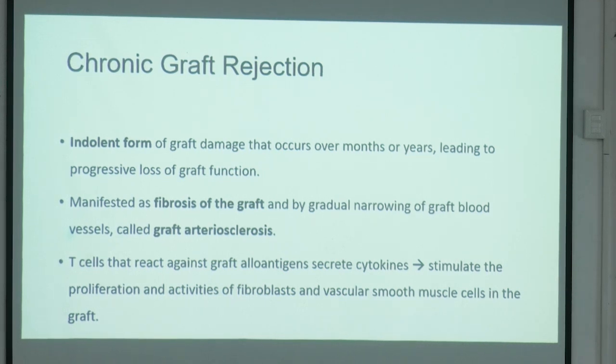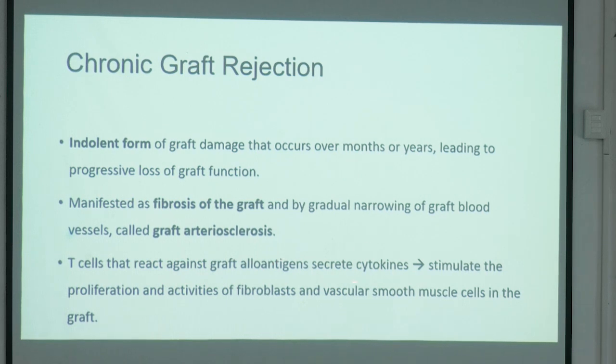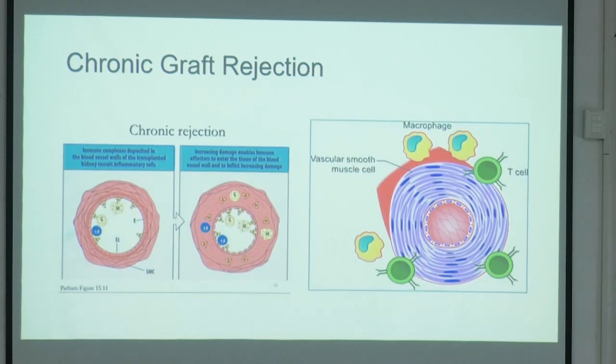Why does this happen? Because the T cells that react against the graft secrete cytokines. Now, these cytokines lead to proliferation of the endothelial cells. Because of the proliferation, the vessel wall will be thickened. This is known as sclerosis. If it affects the arteries, we call it arteriosclerosis. This is the pictorial diagram. You can see because of the T cells, a number of cytokines will be released, and because of these cytokines, there will be inflammation within the vessel wall, leading to thickening of the vessel wall, and it makes the vessels less compliable.